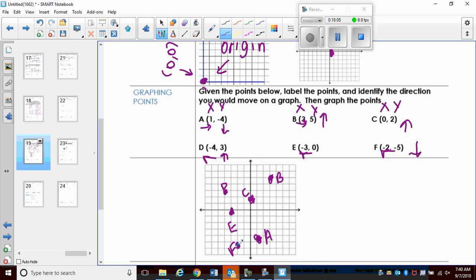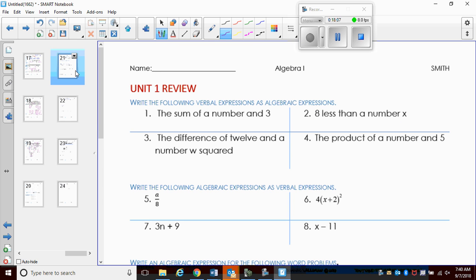The last part of this unit is going to consist of the unit review. I hope that you know how to use your notes to start that unit review. Do the homework in your packet. It's going to be page 6 and 7, I believe.